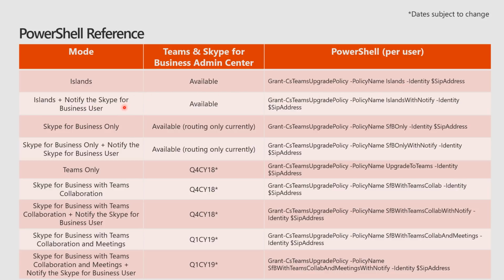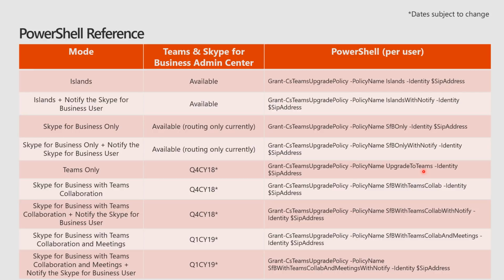If I wanted to set islands, but then toggle the notification so that the banner appears in the Skype client, I would grant the policy name of IslandsWithNotify. And that sets the coexistence mode to islands for the user and also turns on the notify flag, which will then light up the banner in the Skype for Business client. You can see all the rest of these, right? It's the mode, but then there's a with notify. With Teams collab with notify. Collab and meetings with notify. So that's really the difference between the two. And the one right in the middle, the policy name UpgradeToTeams, that is Teams only mode.